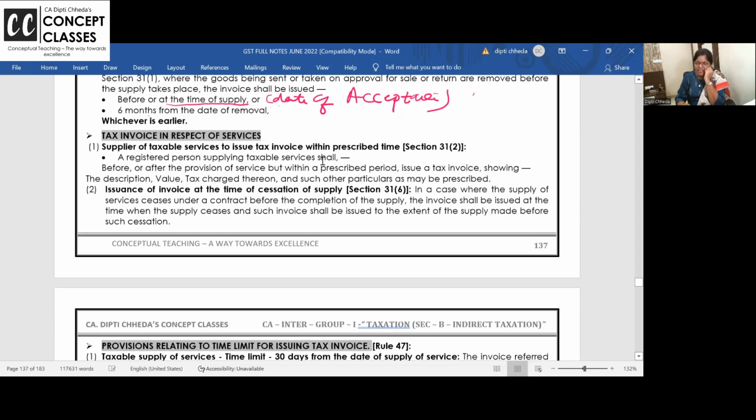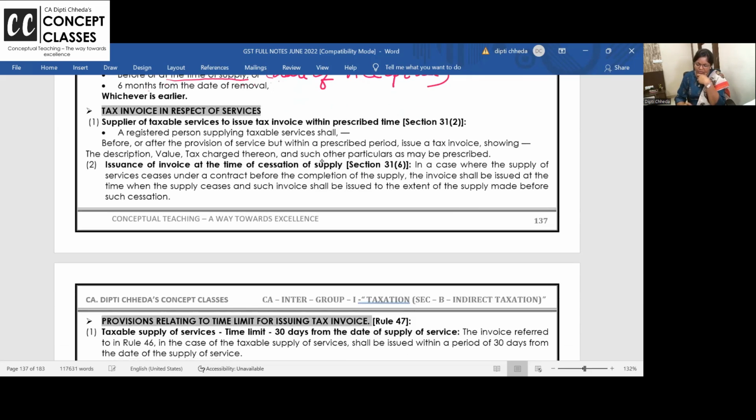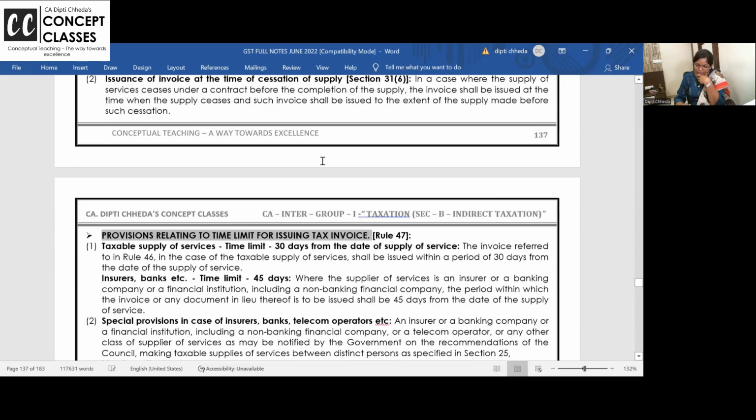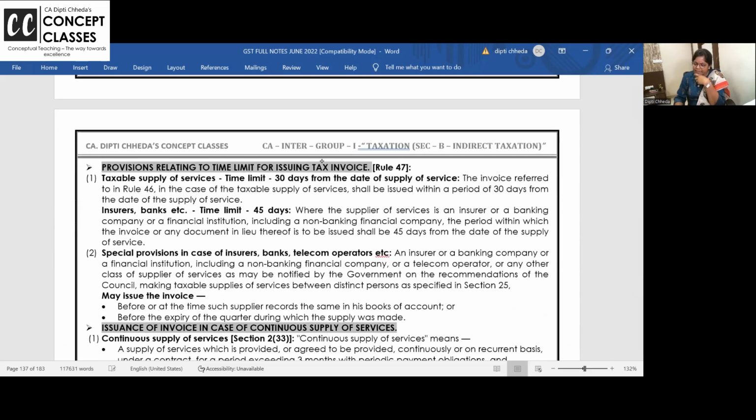Now tax invoice in case of services. Just now I told you. Registered supplier who is giving taxable service will give tax invoice with description, value and all. Issuance of invoice. We will do this first. Within 30 days. Invoice referred to in Rule 46 in case of taxable supply of service shall be issued within a period of 30 days from supply, and this will become 45 days in an insurance or banking company, including a non-banking financial company, or any other document to be issued in 45 days. So for banks and all, it is 45 days.